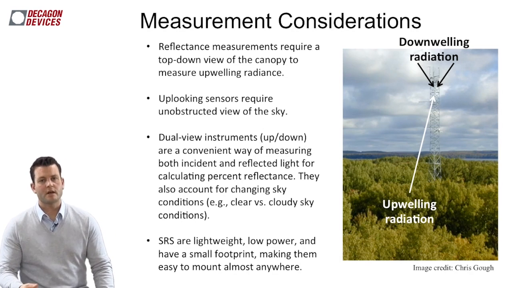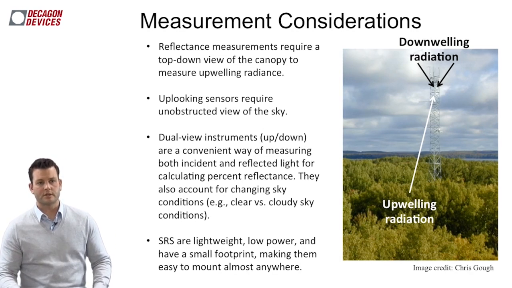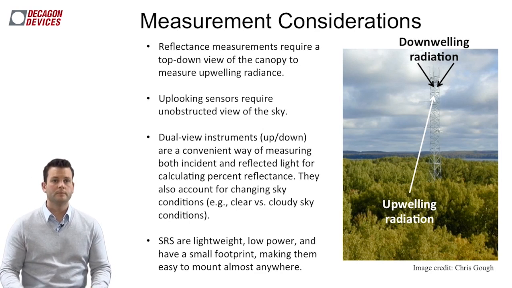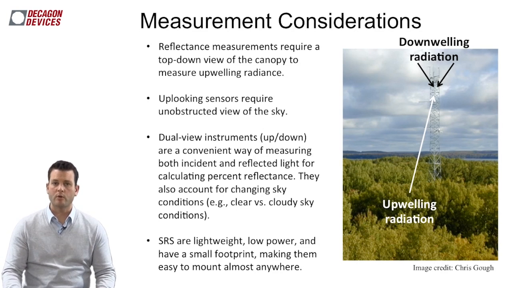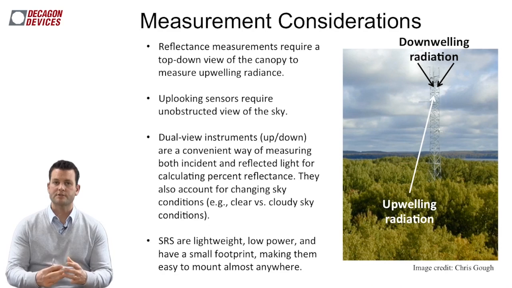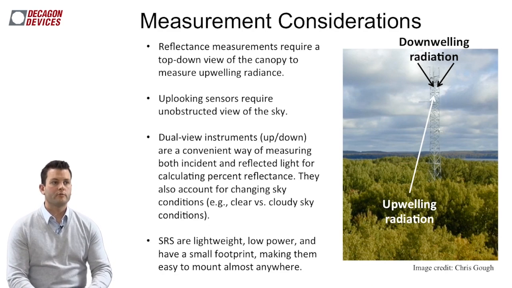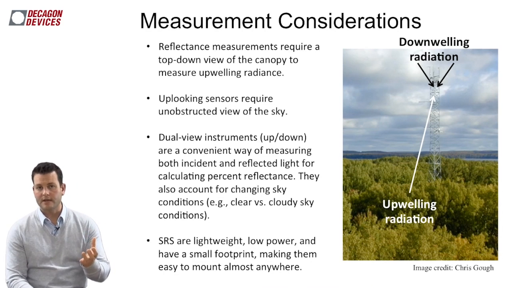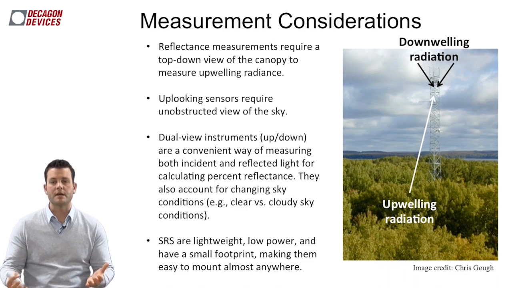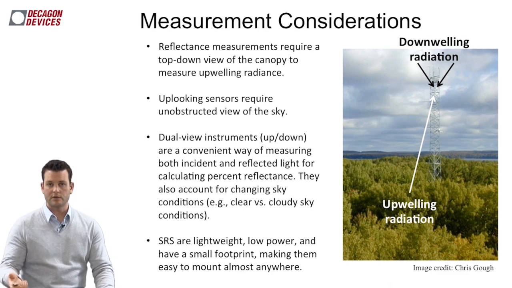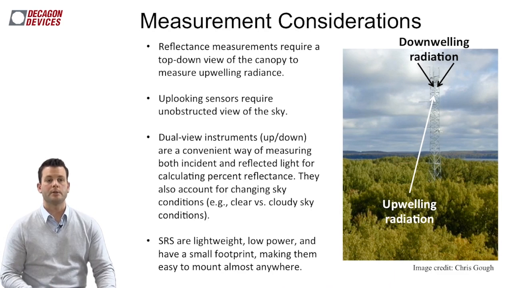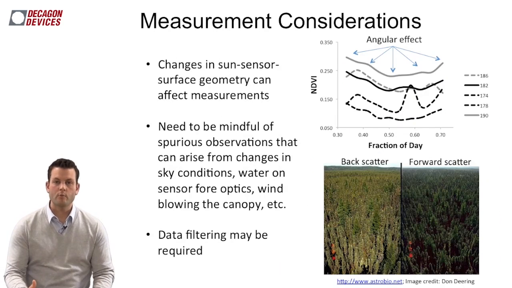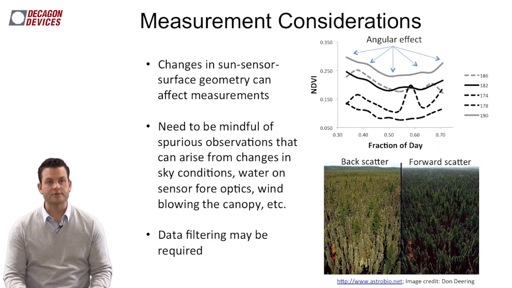A nice feature about the SRS sensors in particular is that they're really lightweight, they're small, they don't require a lot of power, and in general they have a small footprint. So if we're trying to get them above the canopy, it's nice to have these features because it makes it that much easier on us to get them up there where they can continuously monitor a canopy. Okay, so a few more measurement considerations. These ones dealing more with data handling.